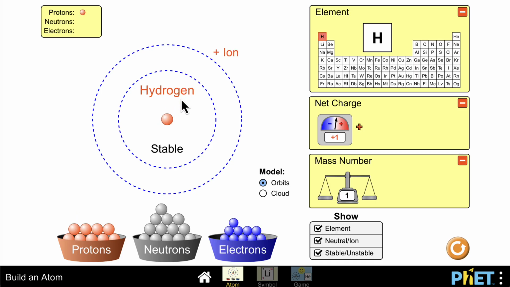If I have 1 proton, this is an atom of hydrogen. Hydrogen is the lightest element because it has only 1 proton. No other atom has only 1 proton. This is unique to hydrogen. And you can see it's a positive ion, so I'm going to add 1 electron to make it a neutral atom. Now, hydrogen is stable. If I add a neutron, it's still stable. But if I add 2 neutrons, it's going to be unstable. So some atoms can be stable, some can't.